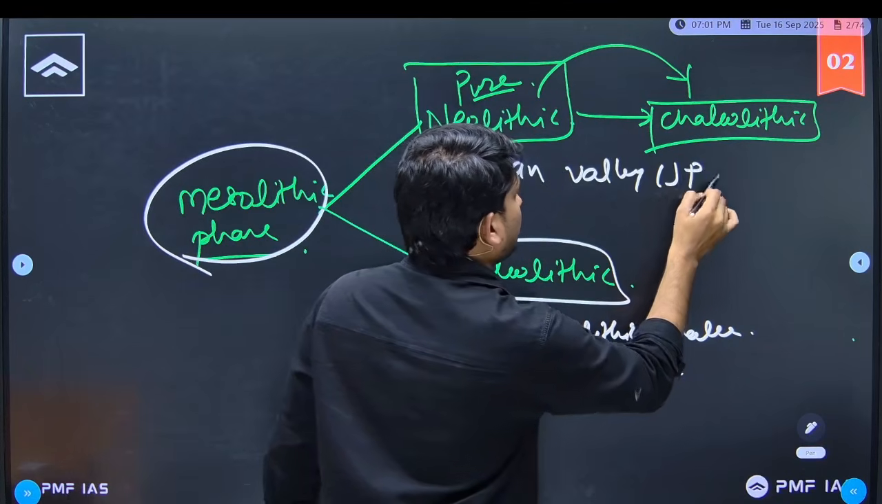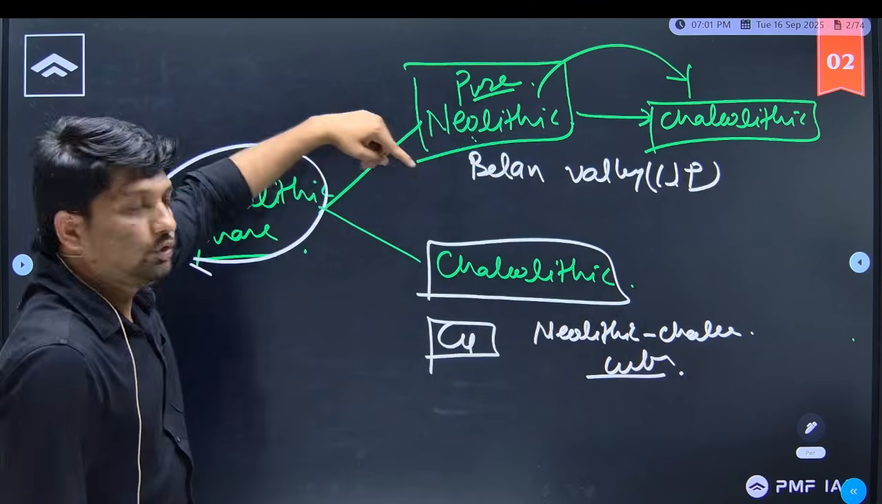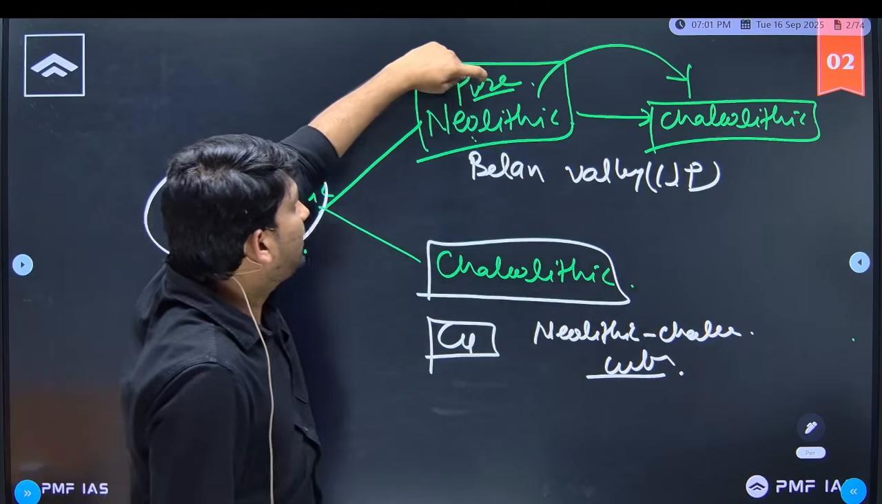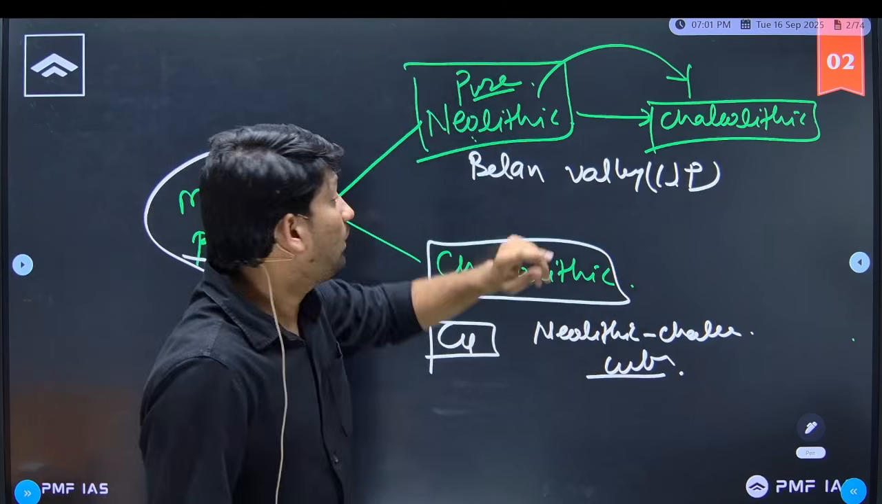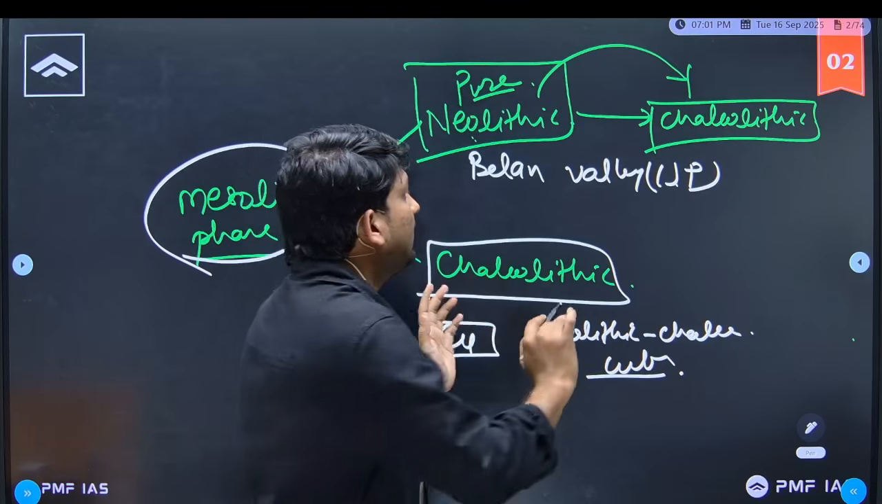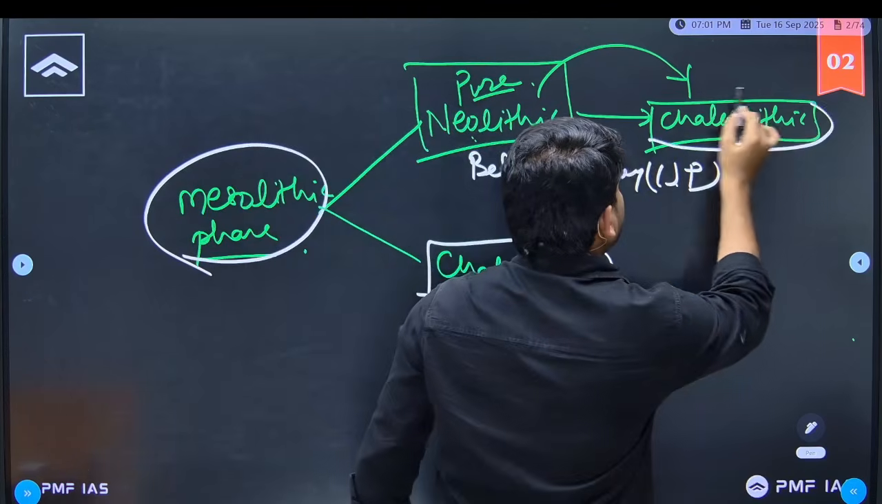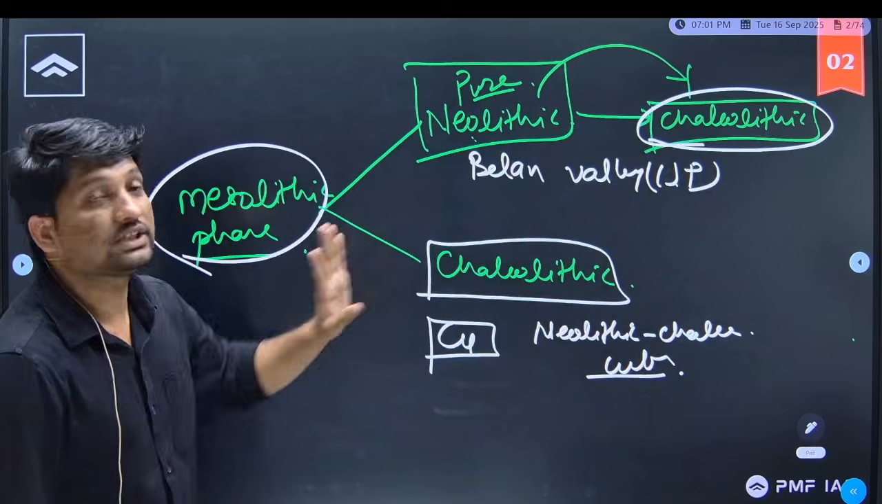in Uttar Pradesh, you find after this Mesolithic they start using these polished stone tools. So some of these sites are in the Neolithic phase. After that, after some period, they will start using copper. So they will enter into this Chalcolithic culture.